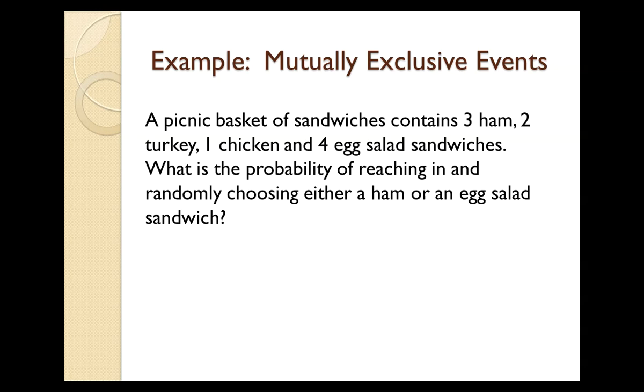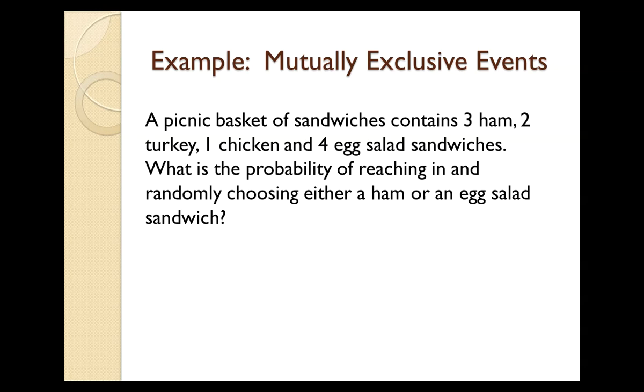Let's do an example, a pretty simple one. A picnic basket of sandwiches contains 3 ham sandwiches, 2 turkey, 1 chicken, and 4 egg salad sandwiches. We'd like to know the probability of reaching in and randomly choosing either a ham or an egg salad sandwich. Maybe those are your favorites, you only like those 2. What's the chance of randomly getting one of these that you like when you reach and dive in?